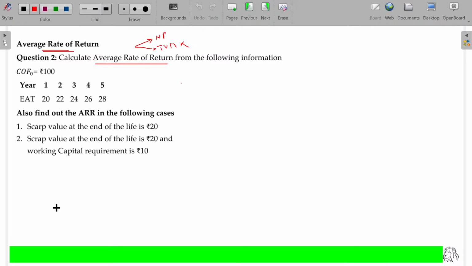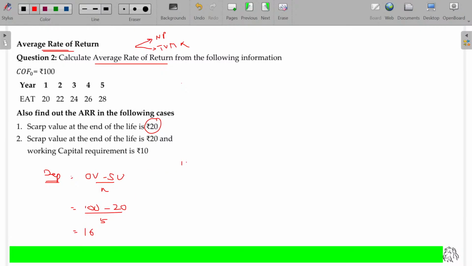Now, what about the depreciation? Original value minus scrap value divided by life. 100 rupees you invested, scrap value being 20, divided by life being 5 years. 16 rupees is the depreciation.